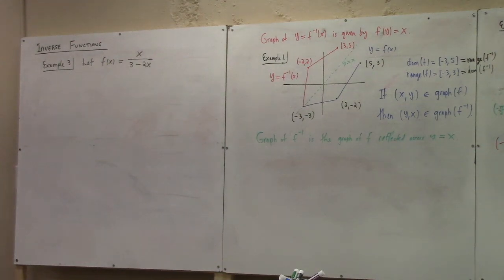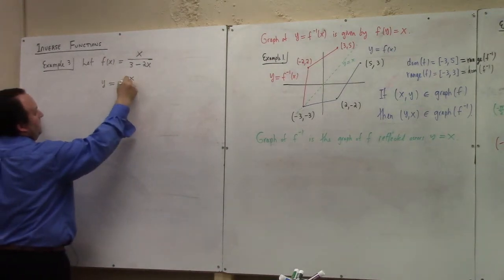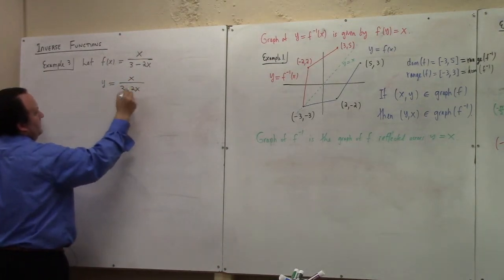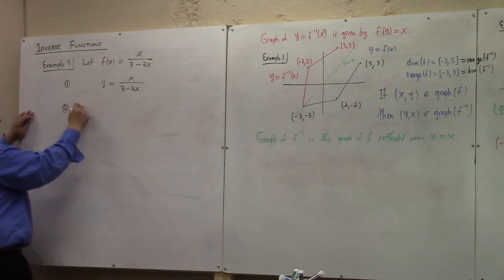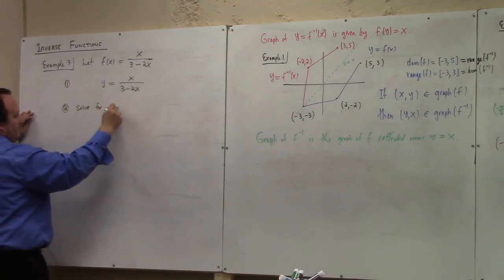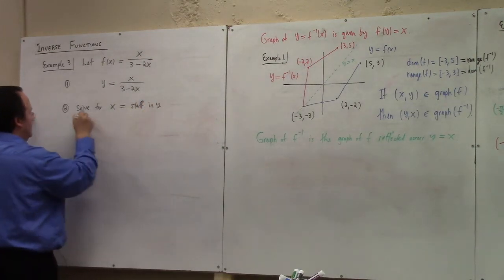So I'm not particularly concerned with knowing whether or not a given function is actually 1-to-1 when I go into this calculation, because I know if I go through the steps we're about to go through, it's going to reveal itself if it's not possible to find the inverse. So step number 1, we're given the formula. Step number 2 is we write y equals the formula. I think I called that step number 1 last time. Step number 2, solve for x. We're going to solve for x equals stuff in y.